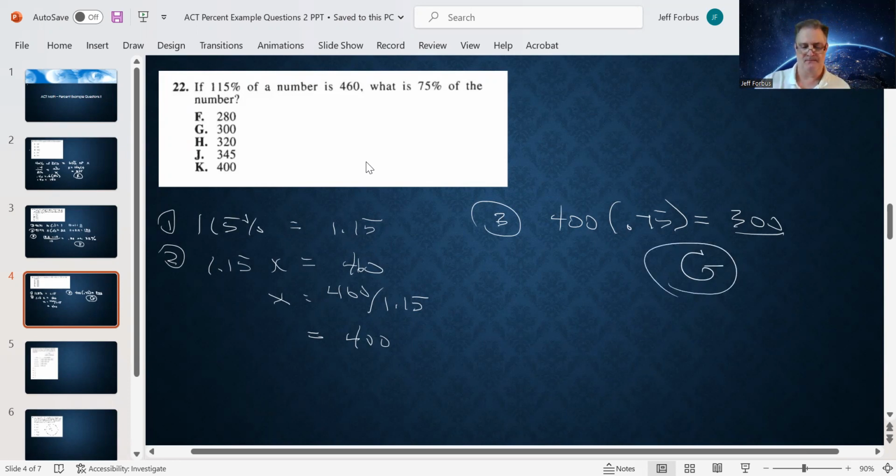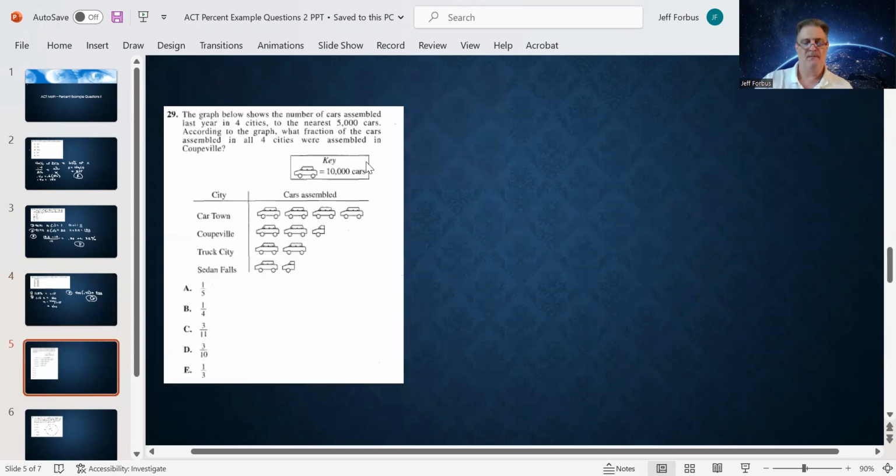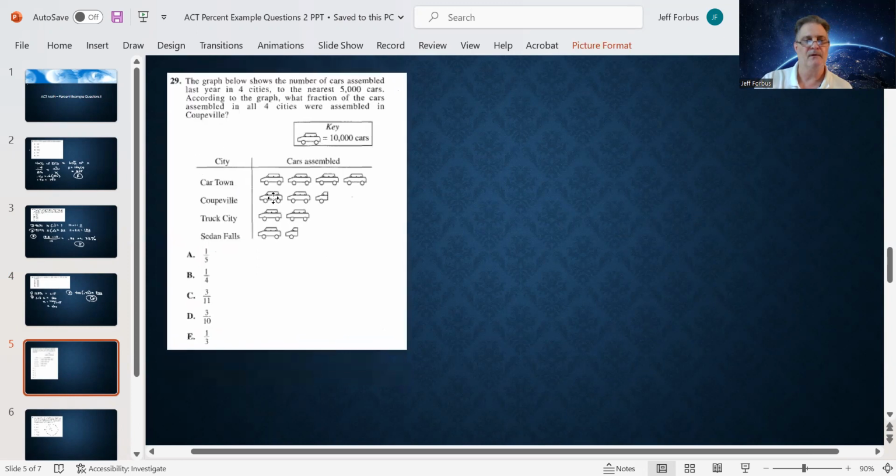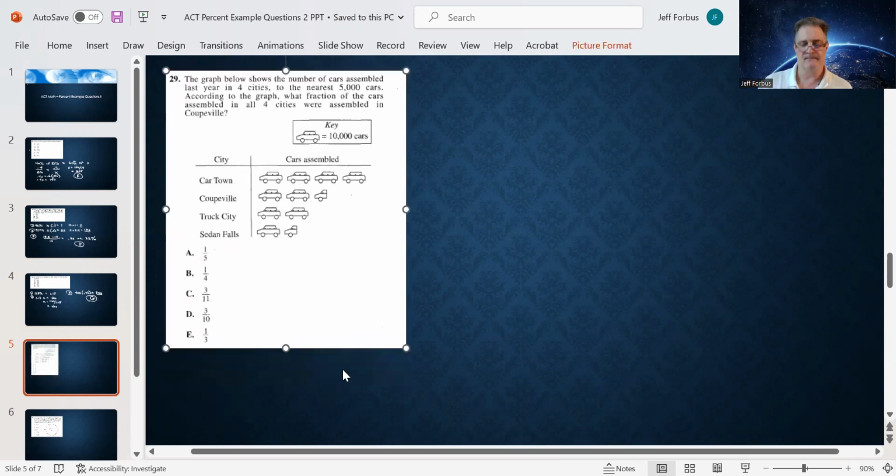Okay, let's go to the next one. Let me move this out of the way too. So here's an illustration with cars in it. Notice the key says each car is worth 10,000 cars.